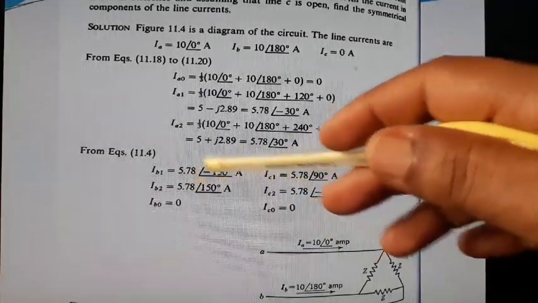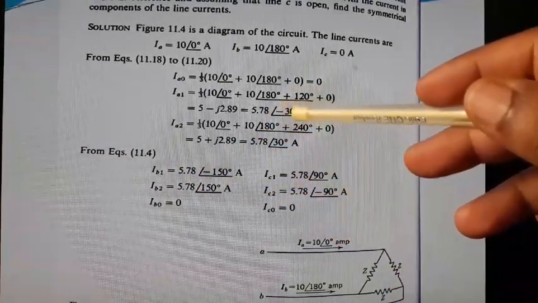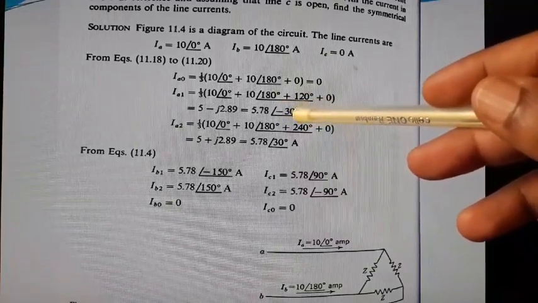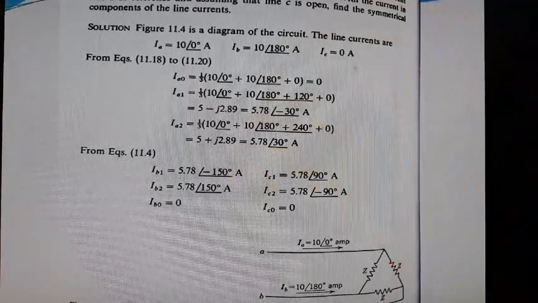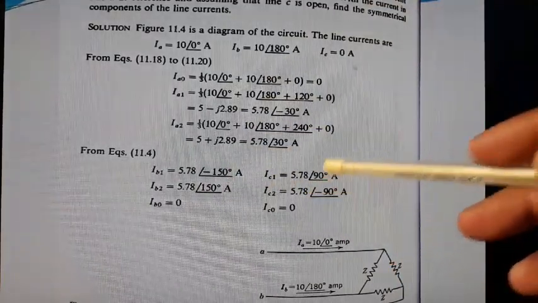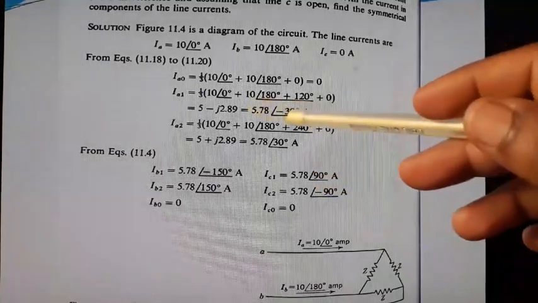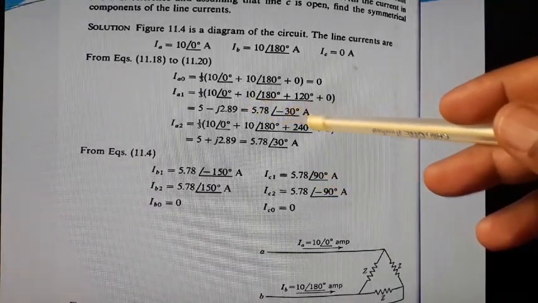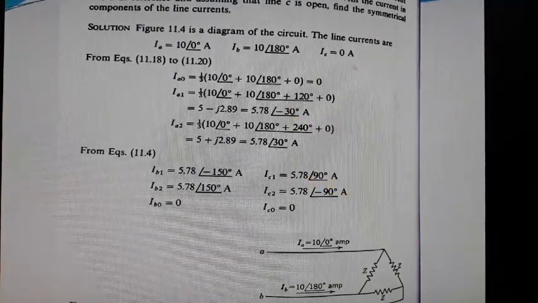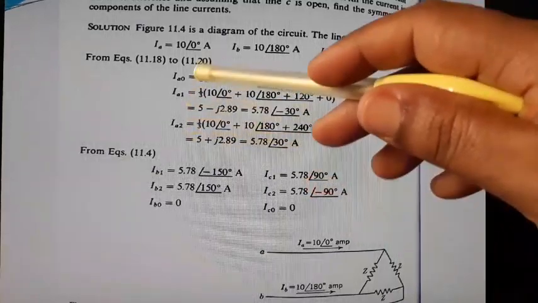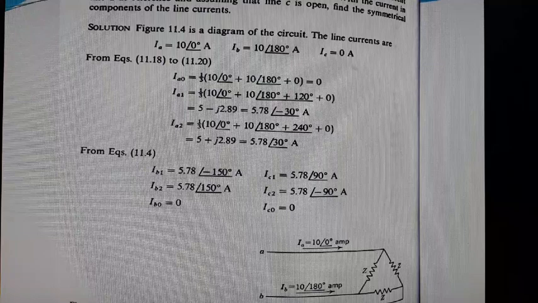So like that, we can write either 240 minus 30, that is plus 210, or else minus 150, which is the same. Here IC1 is A into IA1. A is plus 120, so plus 120 minus 30 is plus 90. So they have written plus 90 only. So if we know IA1, IA2, IA0, we can find the symmetrical components for the other phases also.